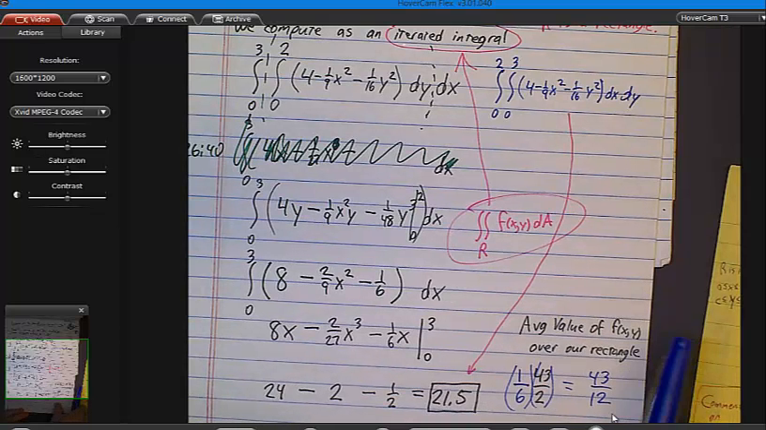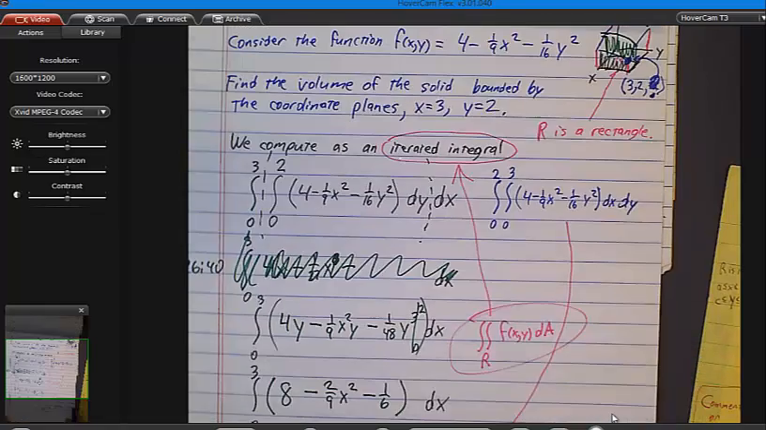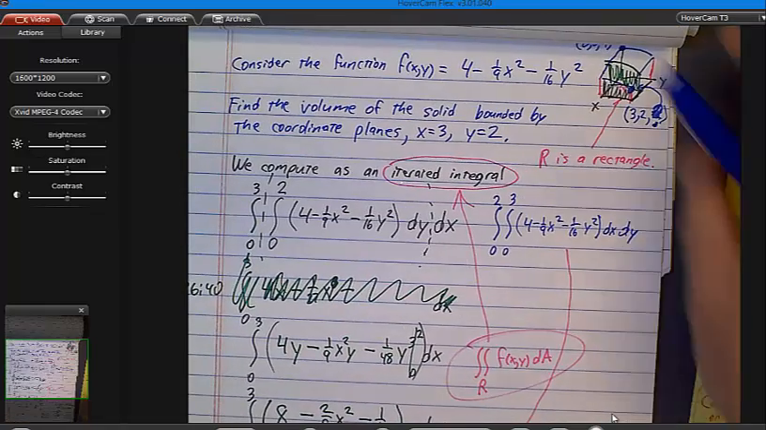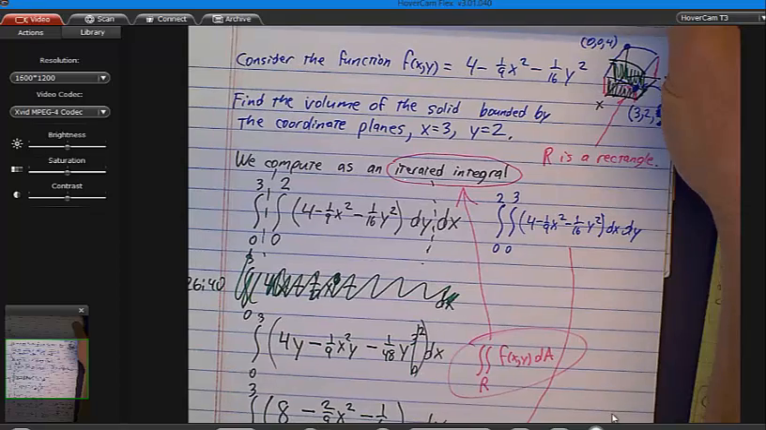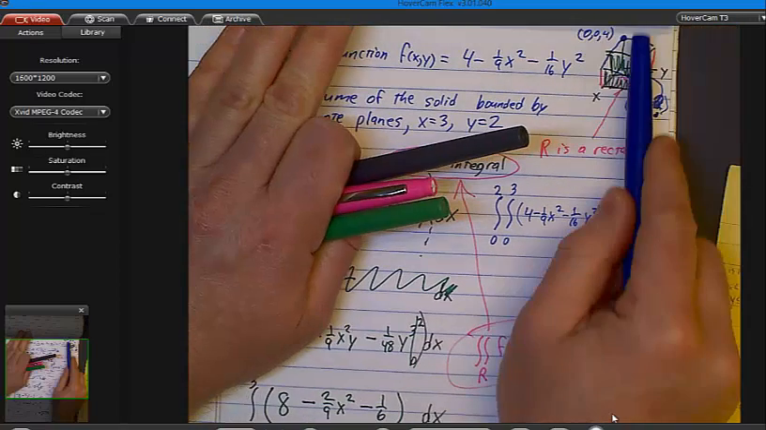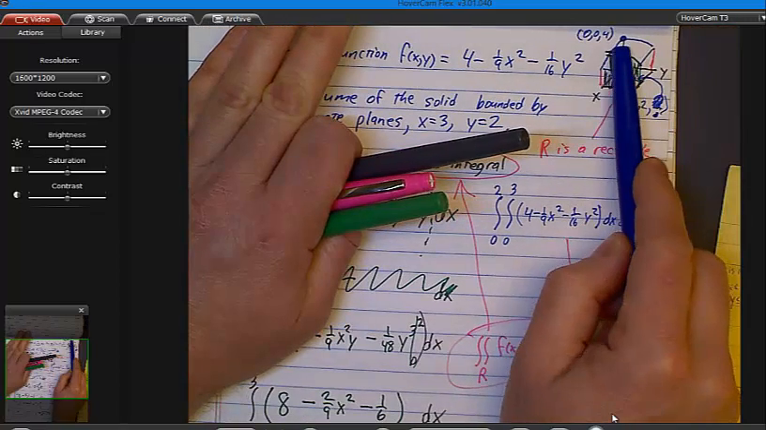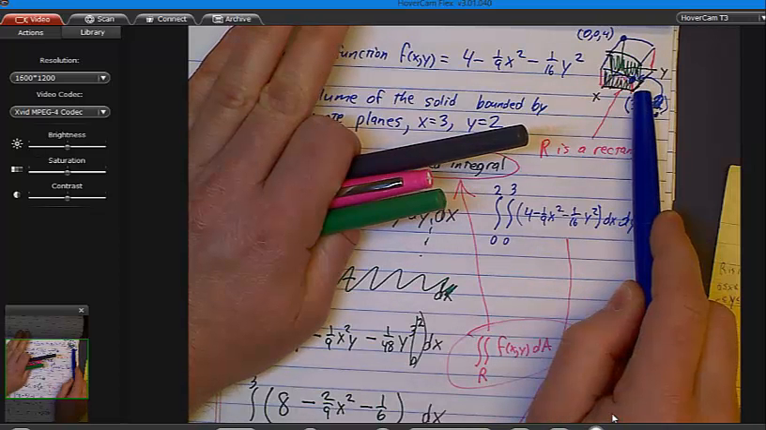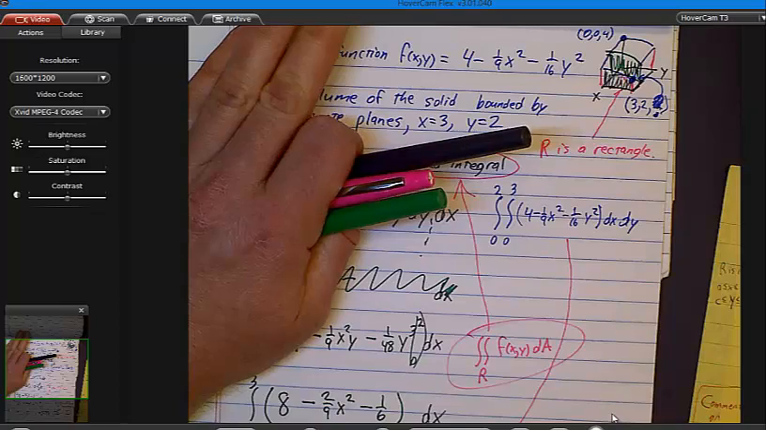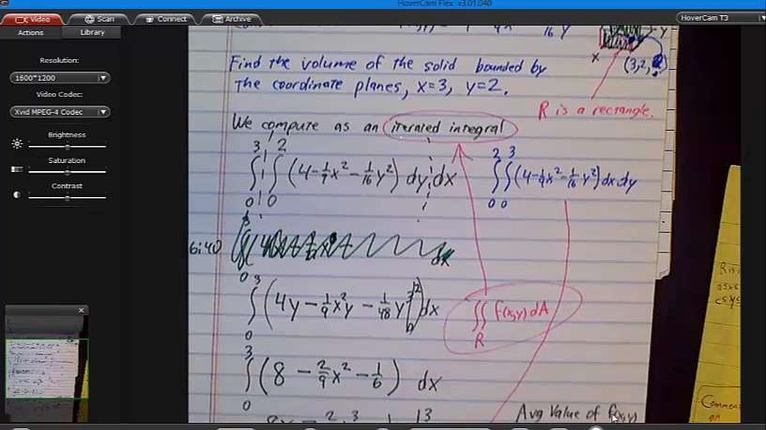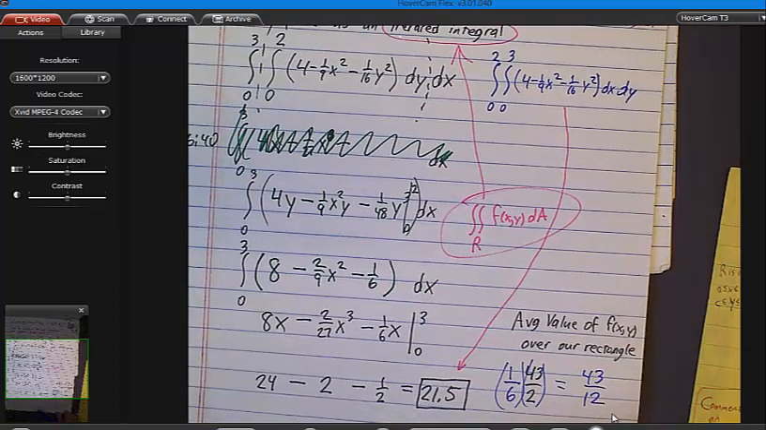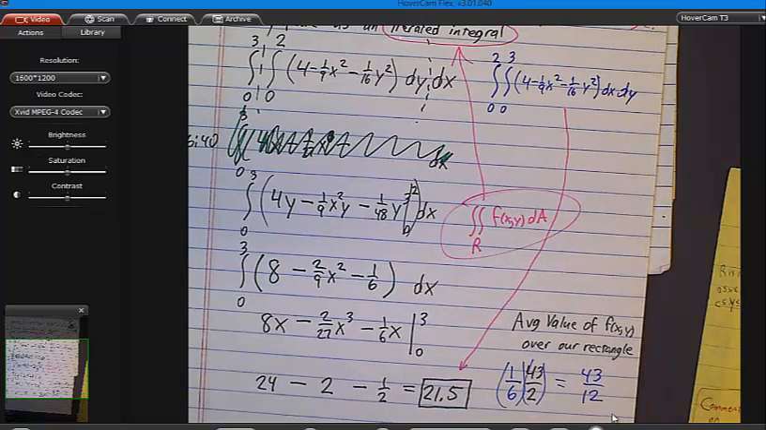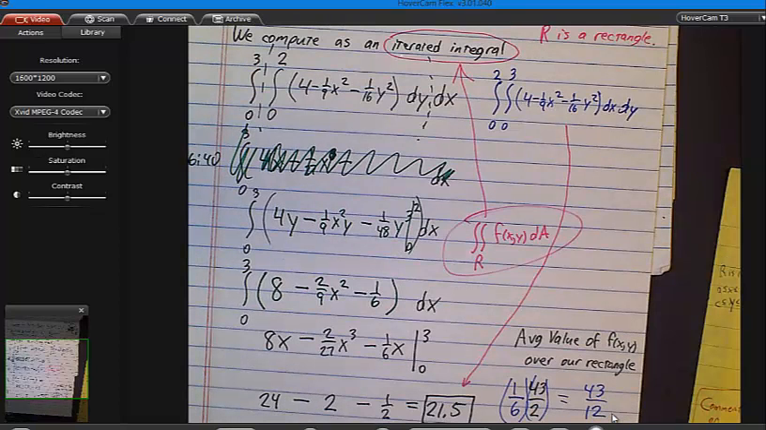Okay, looking at the picture, you can kind of understand that, yeah, you know, this function, the highest point is 4. It stays pretty high unless you go near this corner, then it really dips. But somehow the average value of that function is a little more than 3.5. Okay? So this is, again, an extension of the Calc 1 idea.